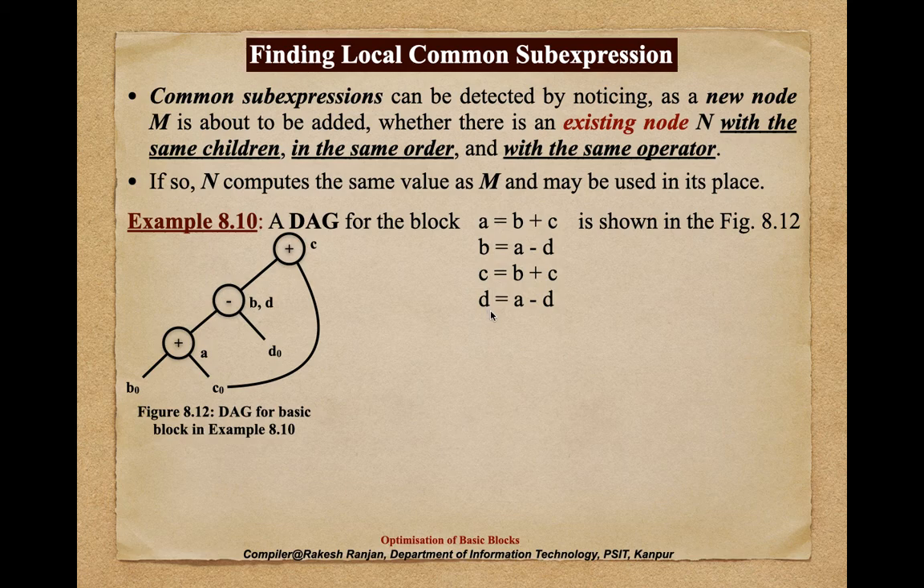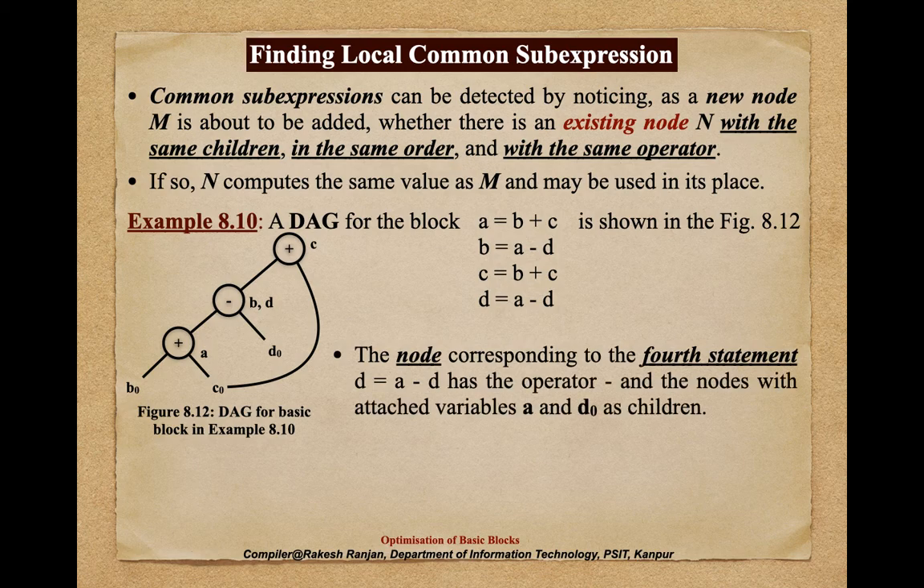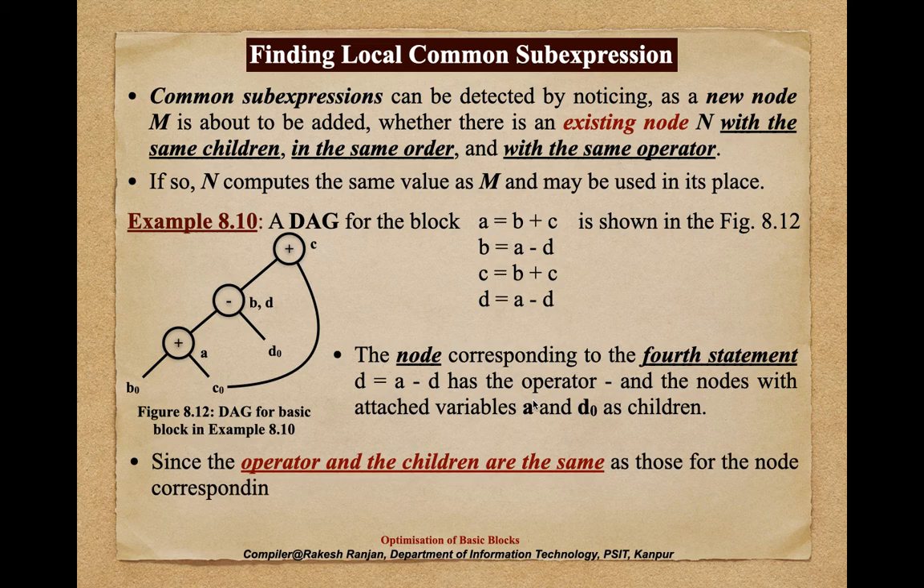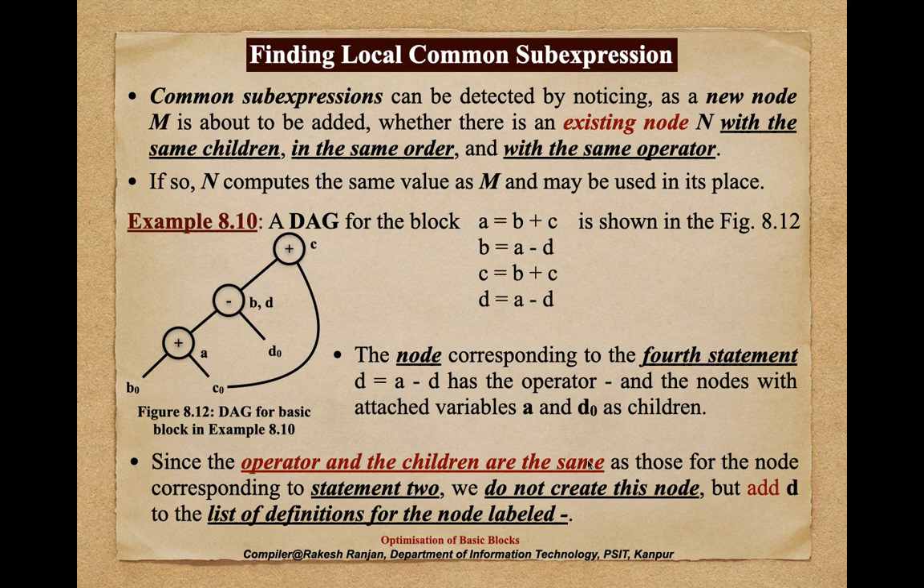Next, the statement is d = a - d. This a - d is equivalent to this one because we have not updated the value of a or d. So we can write here d at this location. The node corresponding to the fourth statement d = a - d has operator minus, and the node will have a and d0 as children. Since the operator and children are the same as those for the node corresponding to statement 2, we do not create this node, because b = a - d and d = a - d. So we do not need to create it here because we have already created it here.